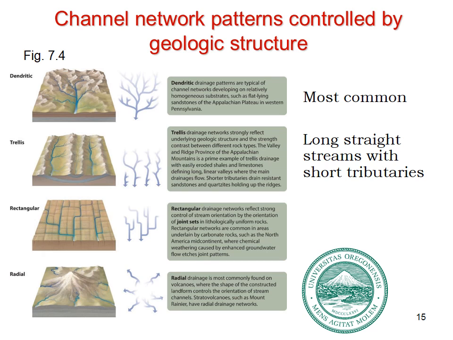So if we have a series of geologic folds or faults that are running parallel to each other, the rivers are limited and they tend to have these long, narrow drainage basins with short tributaries coming in at right angles, and that's called trellis, long straight streams with short tributaries. Another kind of geologic control is rectangular.